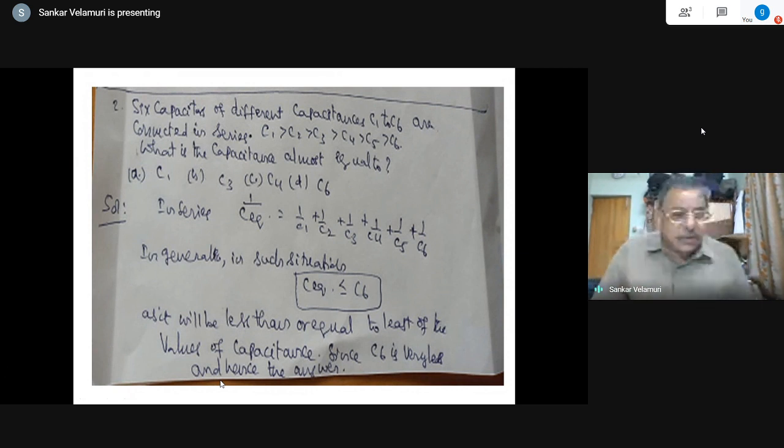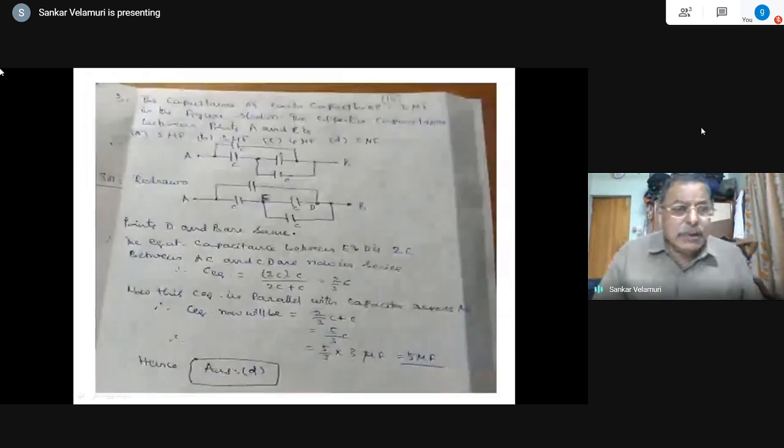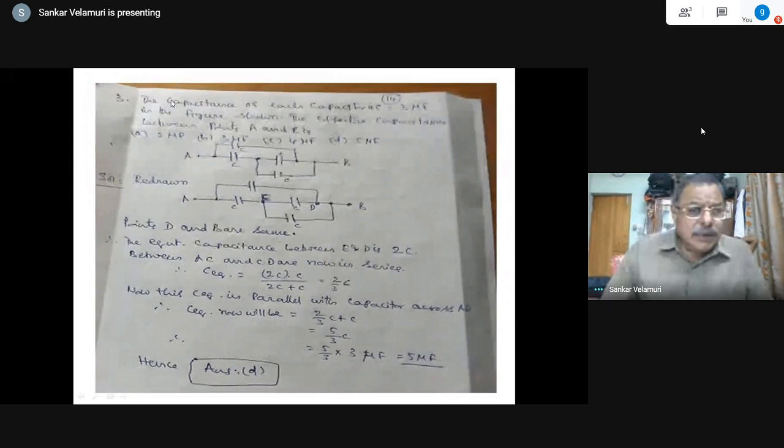Now one more question that is given in one of the competitive examinations. So I will go to the next question. The capacitance of each capacitor is 3 microfarads in the figure shown. The effective capacitance between points A and B is, A is here, B is here. The options are 2 microfarad, 3, 4 and 5.